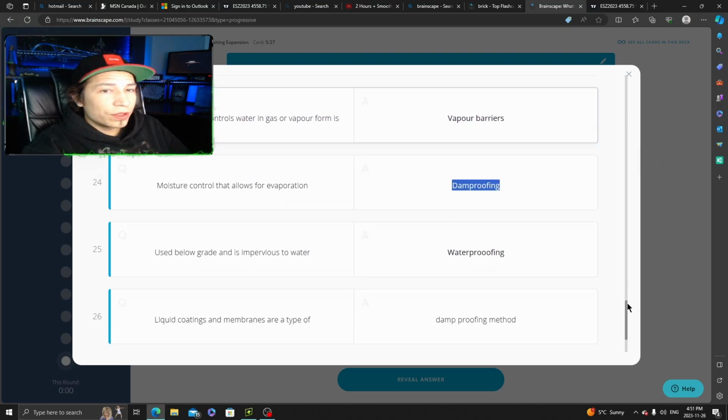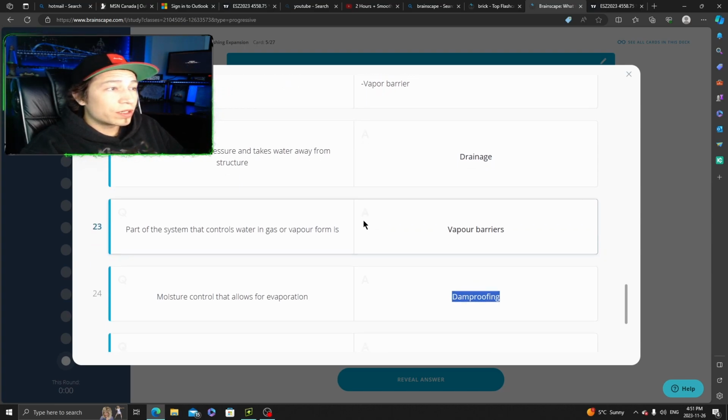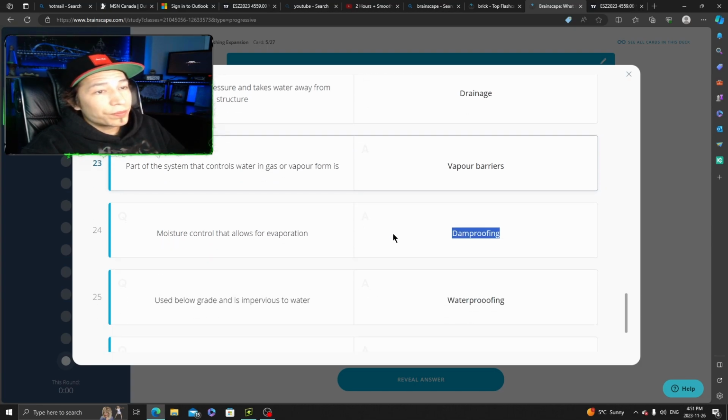It kind of worked doing it backwards for the wall types, so what reduces water pressure and takes away from structure? Drainage. So drainage reduces water pressure and takes water away from the structure. Vapor barriers are part of the system that controls water in gas or vapor form.